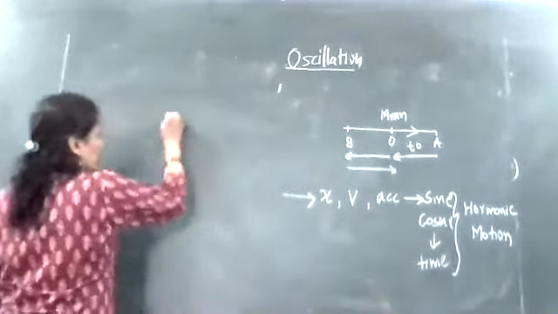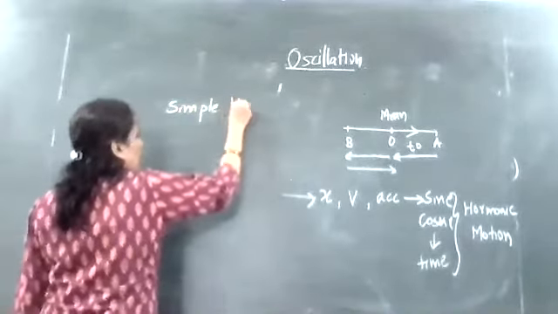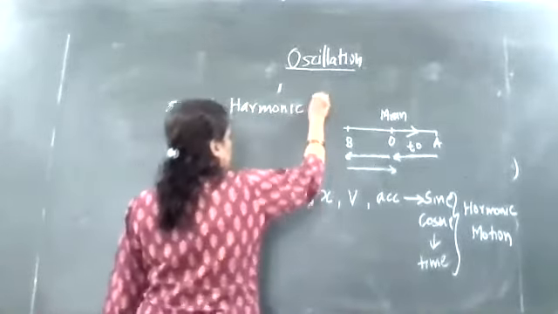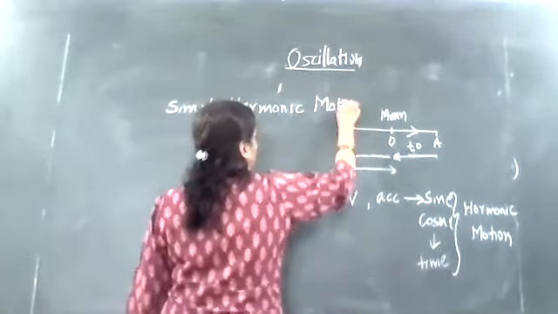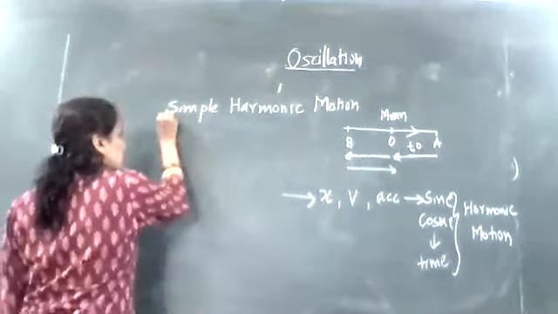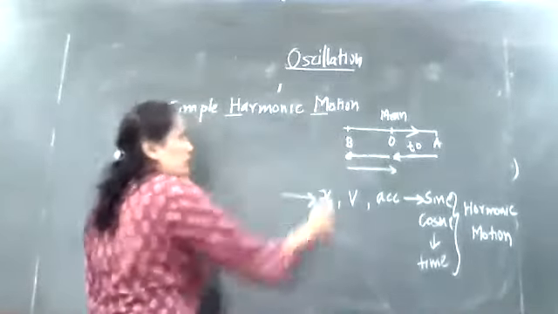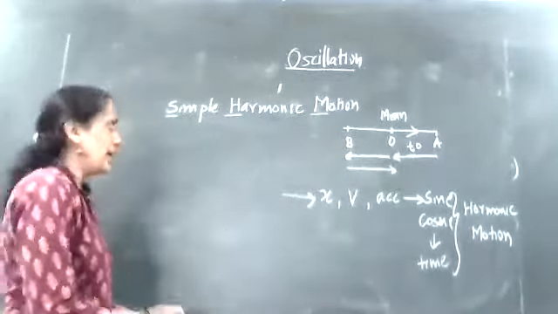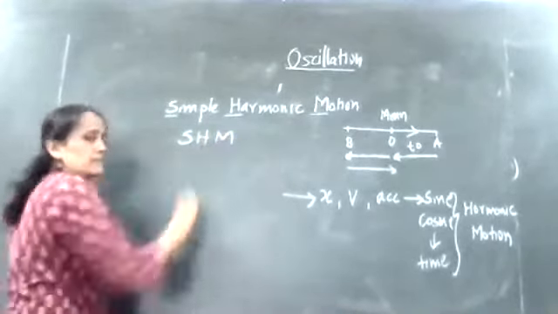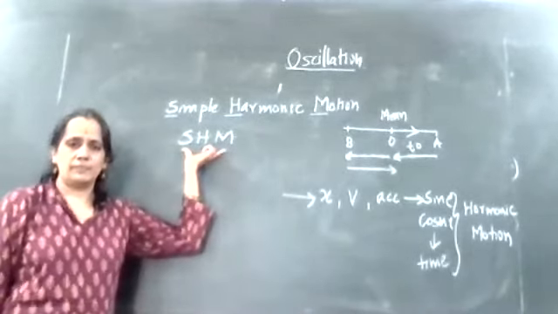Now this harmonic function, I can call a simple harmonic motion. In shortcut, I can underline the first letter from simple, the first letter from harmonic, the first letter from motion. And if I collect those letters, I get SHM. This is to be called SHM motion.